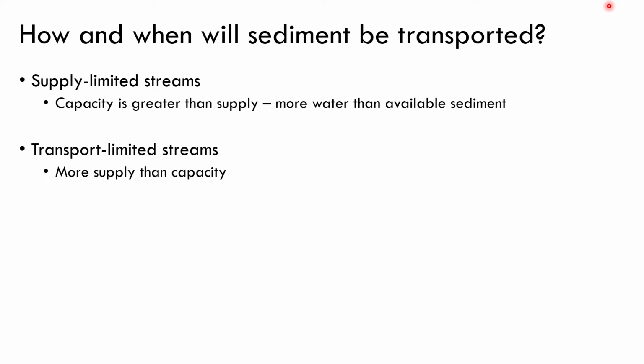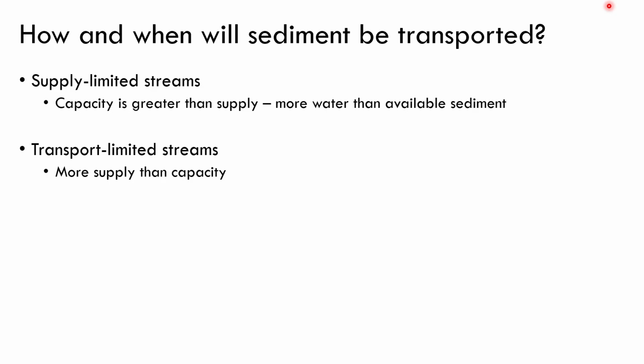The next is the opposite situation, what we call a transport limited stream. These are where we see more sediment being supplied to the river than the river has capacity to move. This can happen again in a lot of different situations. A key thing that happens out in the world is landslides entering stream systems. That's where we get a big dump of sediment into the stream, but the stream may not have the capacity to move all of that sediment.